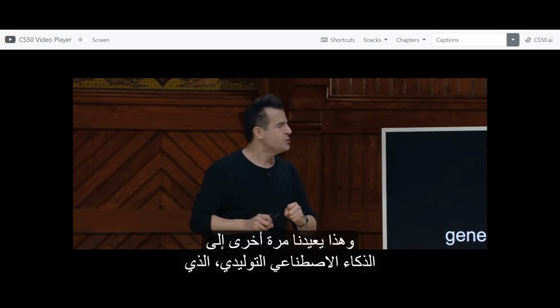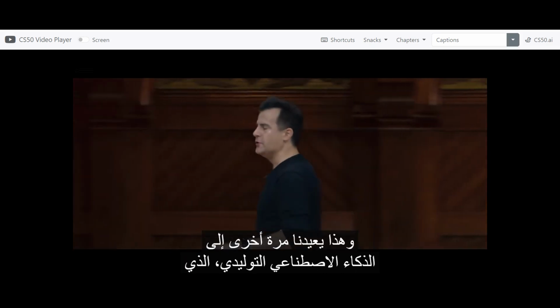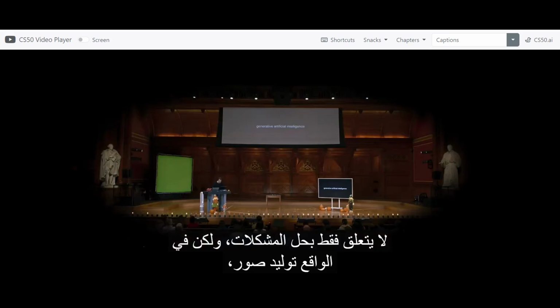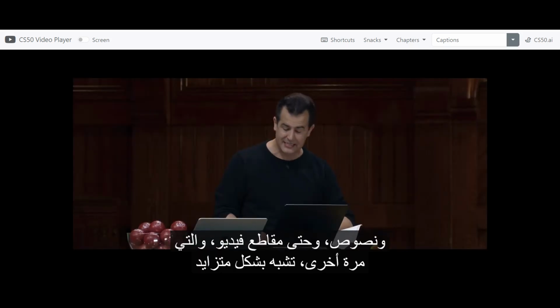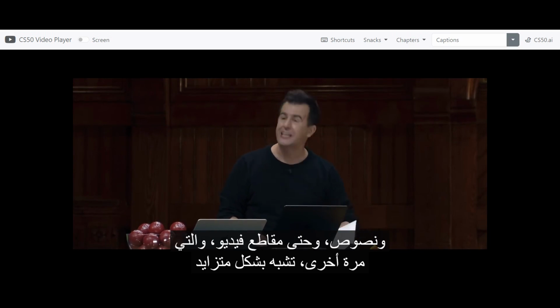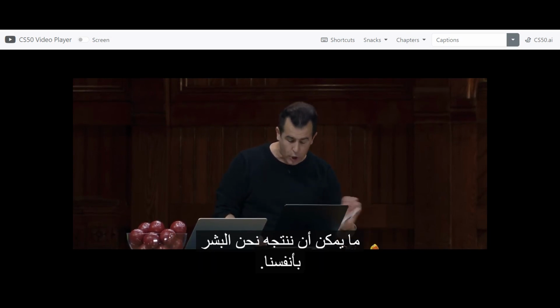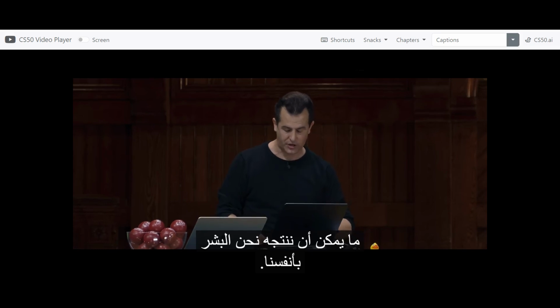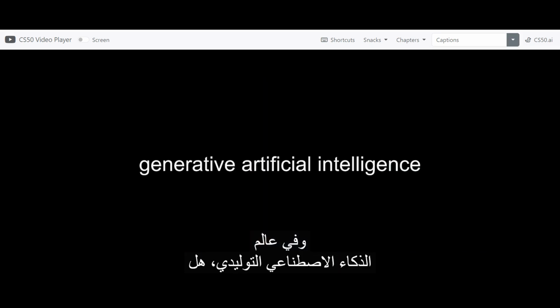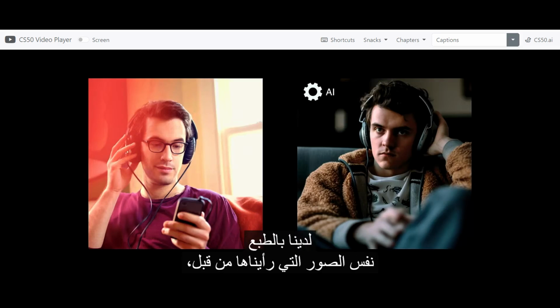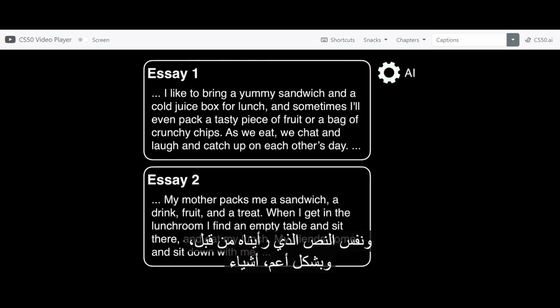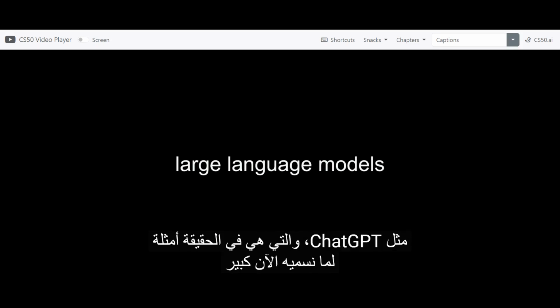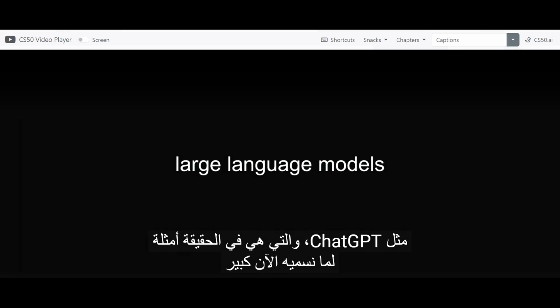So that brings us back to generative artificial intelligence, which isn't just about solving problems, but really generating literally images, texts, even videos that, again, increasingly resemble what we humans might otherwise output ourselves. And within the world of generative artificial intelligence, do we have, of course, these same images that we saw before, the same text that we saw before, and more generally things like ChatGPT, which are really examples of what we now call large language models.